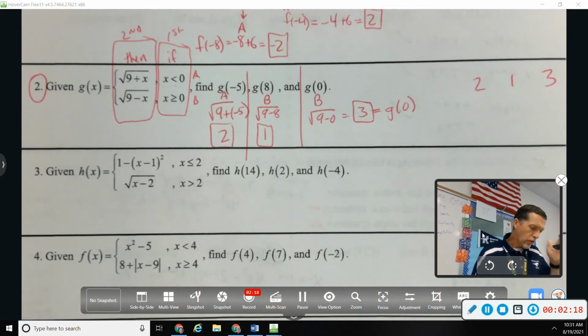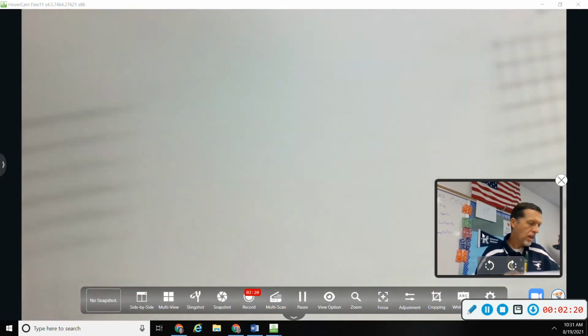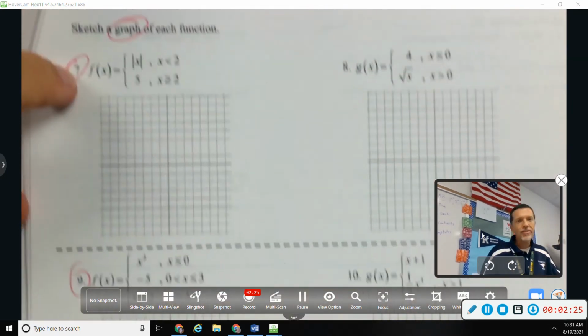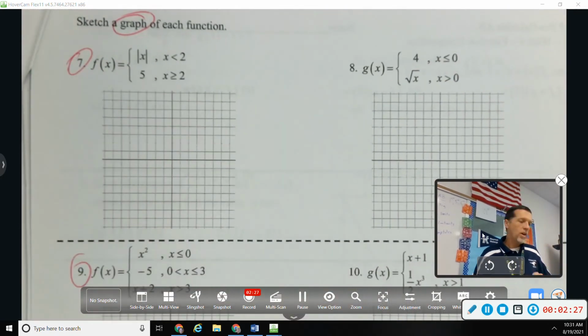All right, 3, 4, and 5 is just more practice on the same thing. Let's jump to number 7, because now we're going to graph each piecewise function.